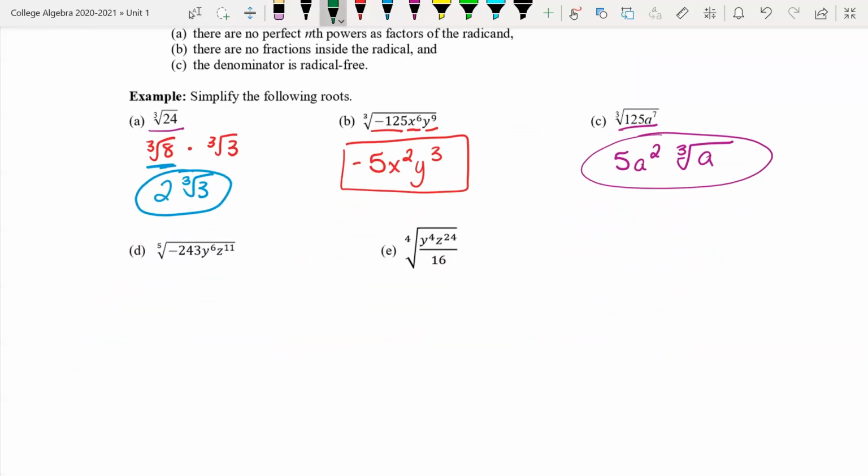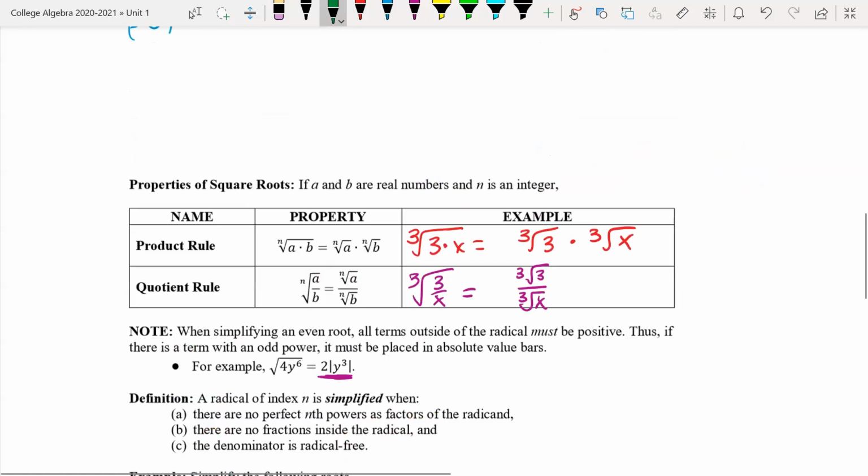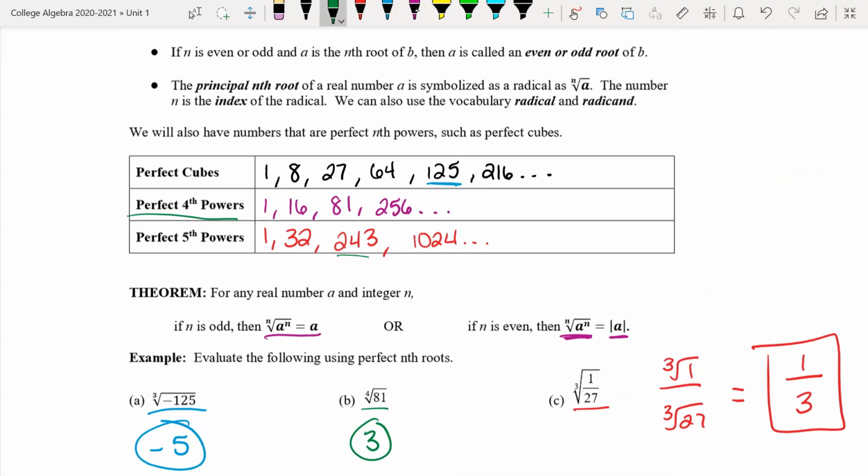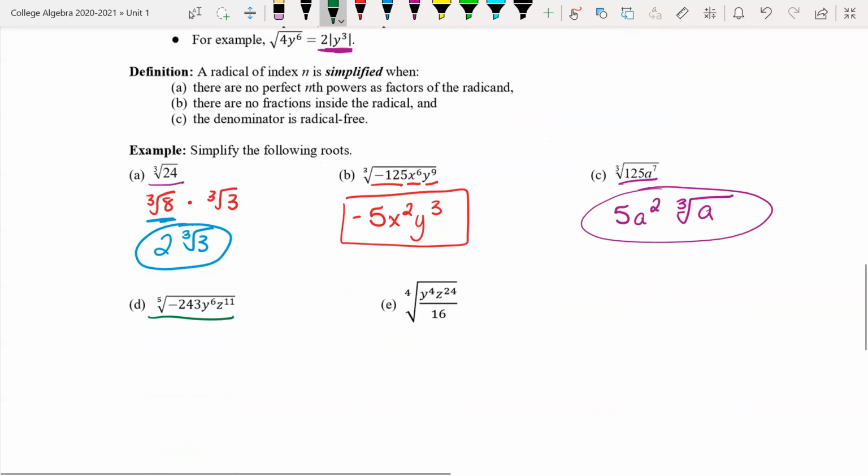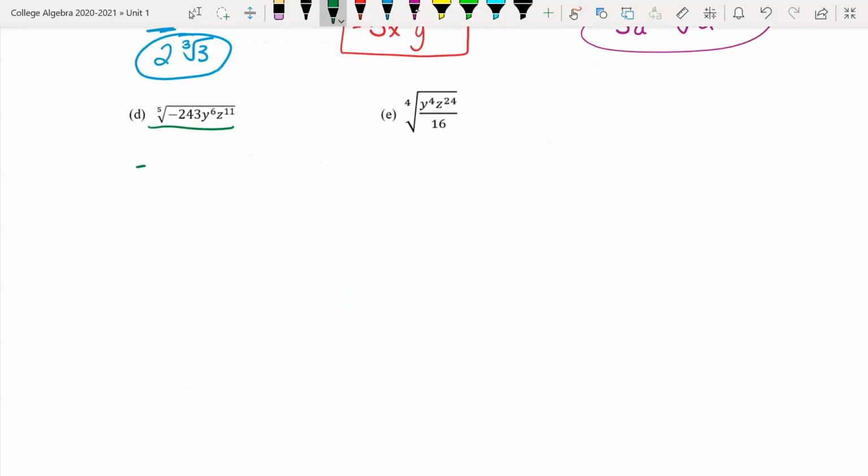All right, couple more examples. Almost done here. Fifth root of negative 243, y to the 6, z to the 11th. 243 is a fifth power, so your answer is negative 3 for the negative 243. How many times does 5 go into 6? Well, I have 1. How many times does 5 go into 11? That's twice. I have z squared. Now under the fifth root, I have 1 y left over and 1 z left over.